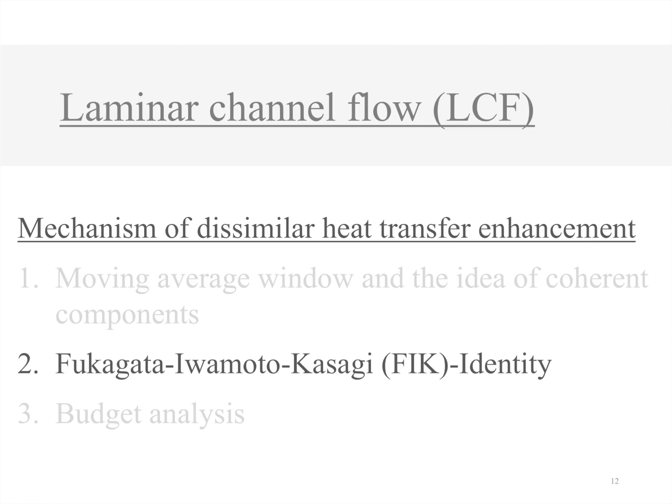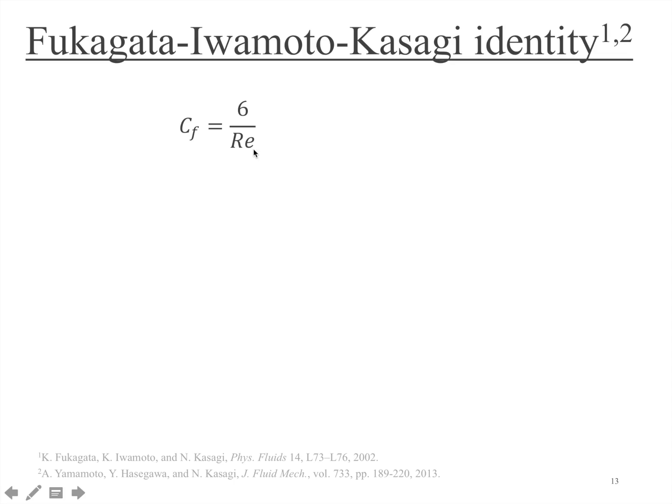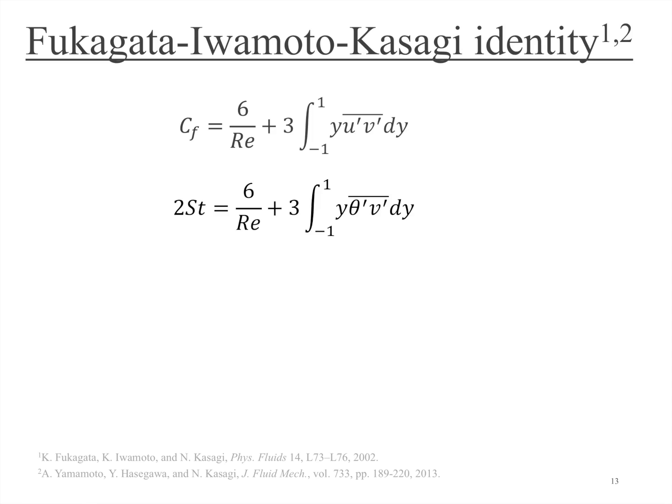can make use of the Fukagata-Iwamoto-Kasagi identity, commonly known as the FIK identity. We know that for a non-controlled laminar channel flow, the skin friction coefficient C_f is inversely proportional to the Reynolds number. Now, using the FIK identity, the increase in skin friction coefficient on applying the control input can be written like this, where the additional term consists of the y-weighted Reynolds shear stress. For the Stanton number, a similar expression follows, where the second term is given by the y-weighted scalar heat flux.